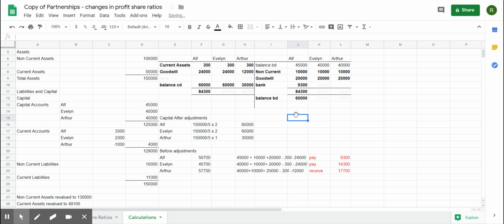Okay, same thing for Evelyn. Evelyn's got 45,700 as a balancing figure if we weren't trying to make the balance CD 60,000. So she needs to pay in 14,300.